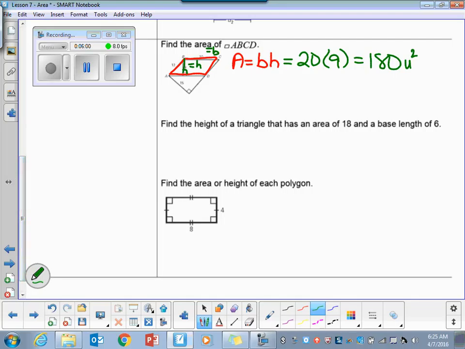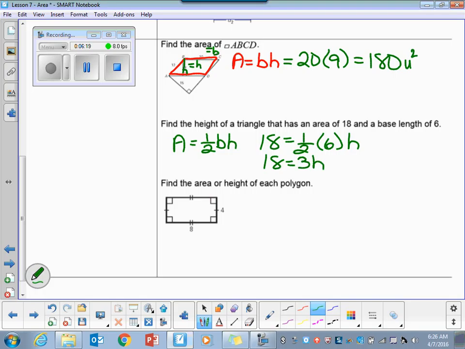Find the height of a triangle that has an area of 18 and a base of 8. So area of a triangle is 1/2 base times height. So that's going to be 18 equals 1/2 times 6 times the height. Well, half of 6 is 3. And 18 divided by 3 is 6. Again, no units in the problem, so I'm just going to put units in my answer.